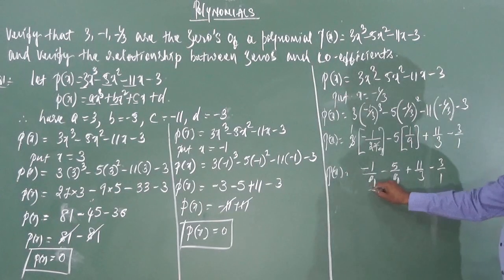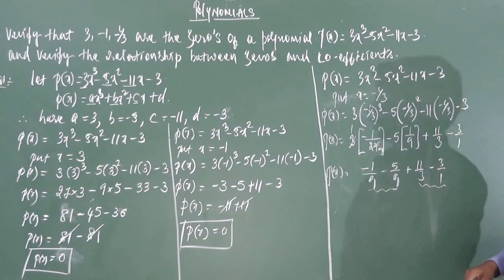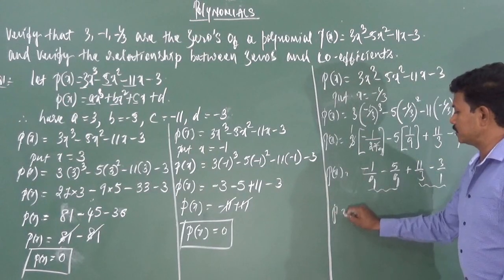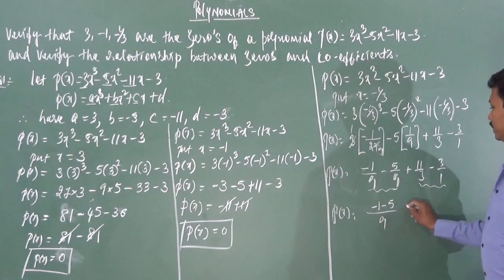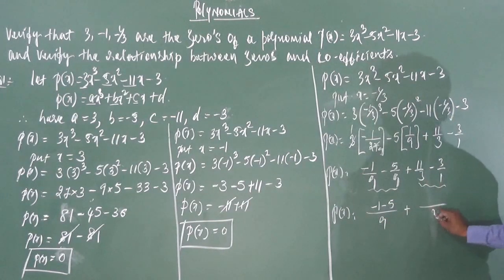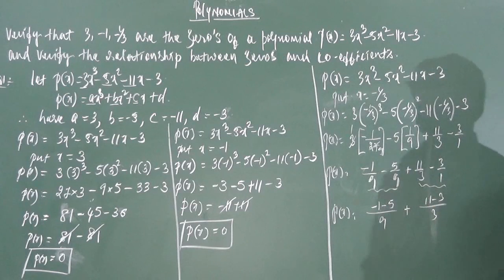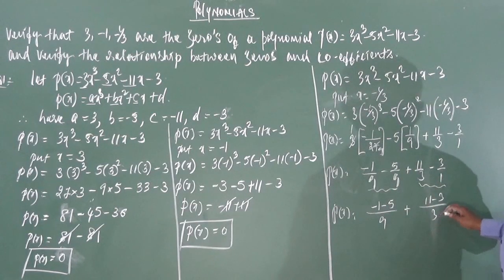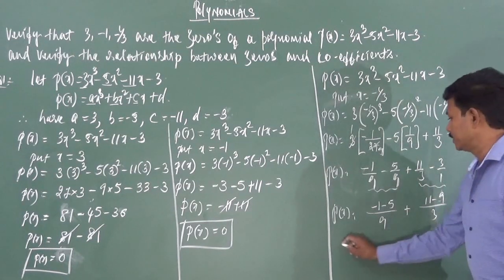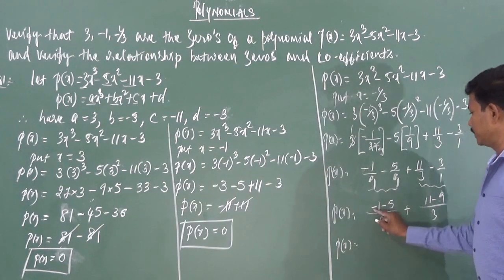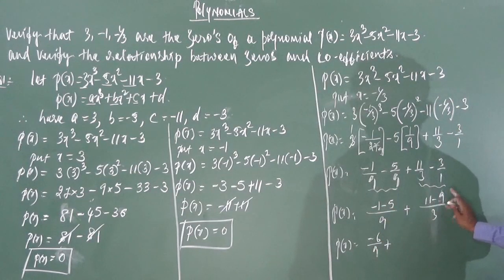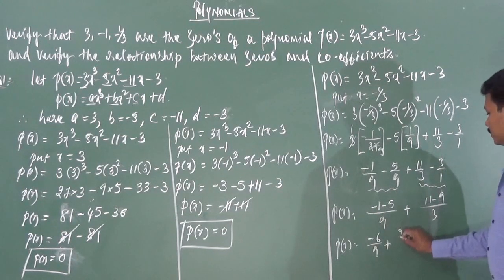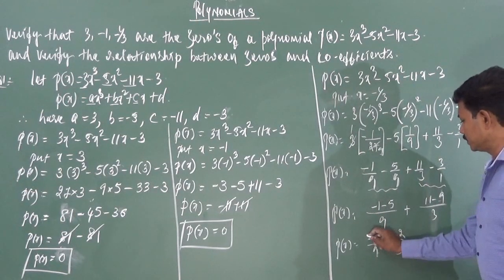So now let us take LCM for these two fractions and these two fractions separately. So it becomes easy. So P of x is equal to, for 9 and 9 LCM is 9, minus 1 minus 5, plus 3 and 1 LCM is 3, and that becomes 11 minus 3. Okay, 11 minus, 3 by 1 into 3 is 9, 11 minus 9. So P of x is equal to minus 1 minus 5 is minus 6 by 9 plus 11 minus 9 is 2 by 3. Okay, so here we can cancel here.